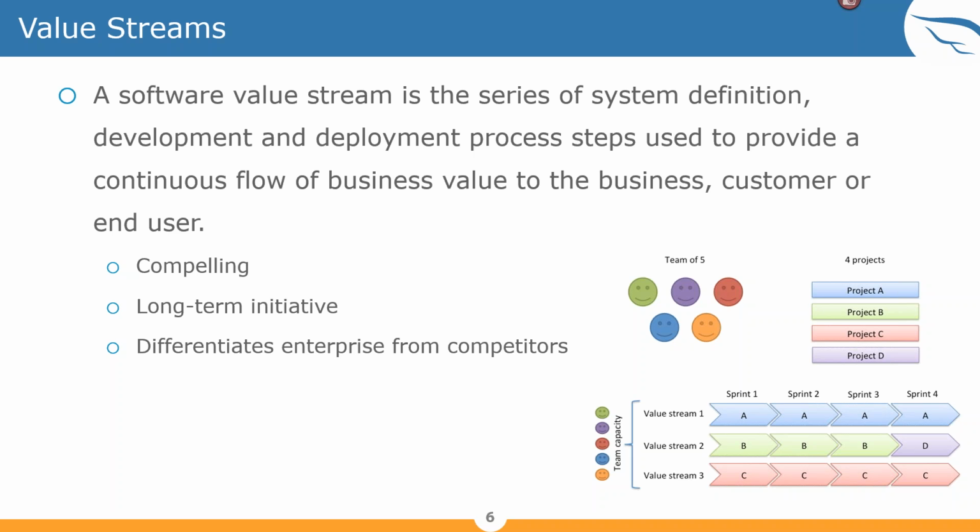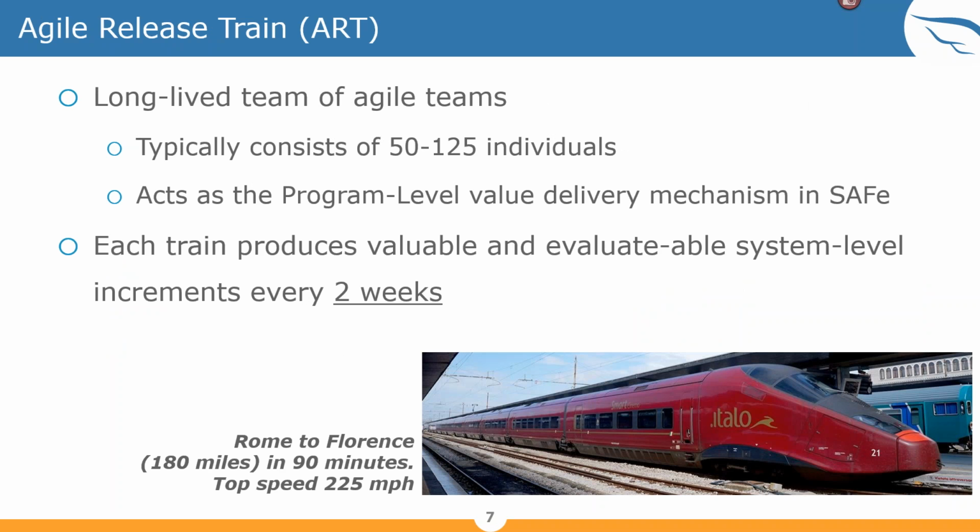So it's all about efficiency, and value streams themselves need to fall into these areas you see there: compelling, long-term initiatives, and things that differentiate you from your competitors, or when you're getting into the specifics of them. But from a DevOps perspective, again, it's about that value to market and increasing the availability of that to your teams. The Agile Release Train.